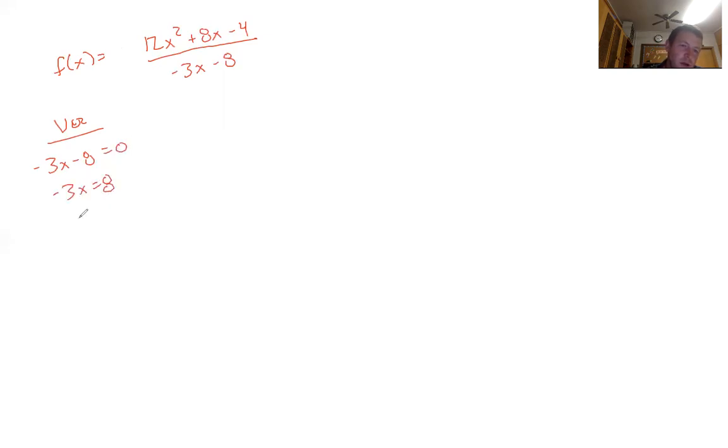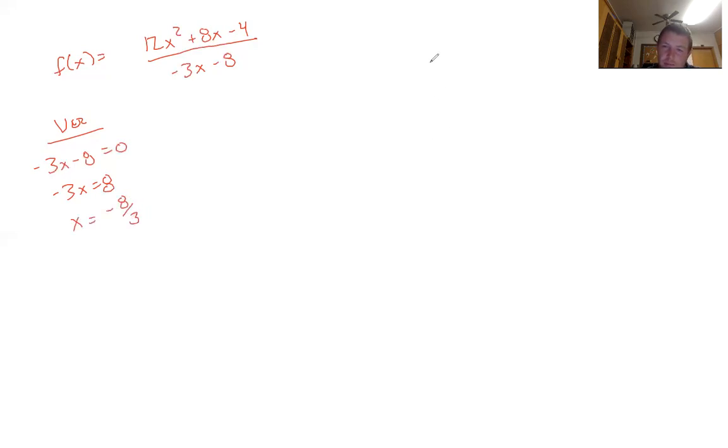All right, now we get a little bit more difficult. F of x is equal to 12x squared plus 8x minus 4 over negative 3x minus 8. Okay, so let's do vertical first. Set the bottom equal to 0, so negative 3x minus 8 is equal to 0. Add your 8, negative 3x is equal to 8. Divide by 3, x is equal to negative 8 thirds.